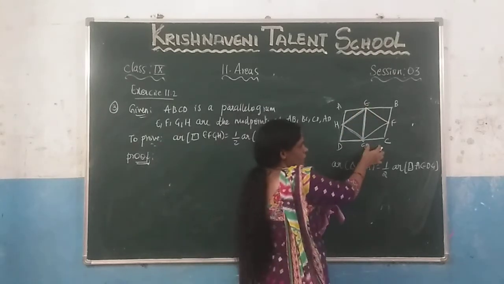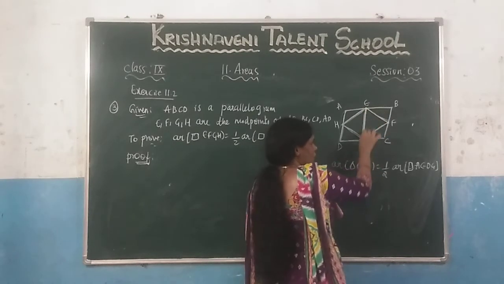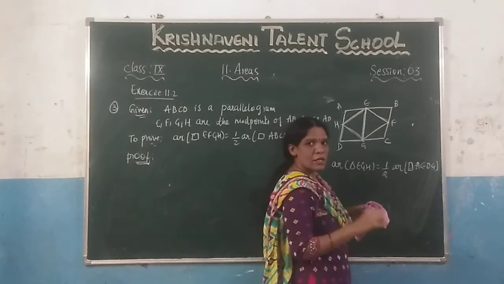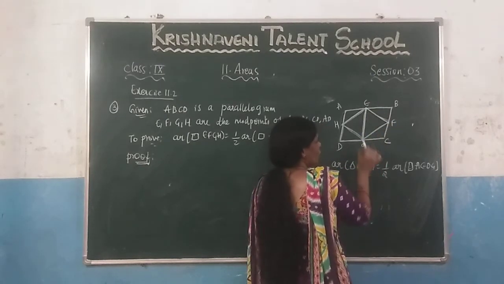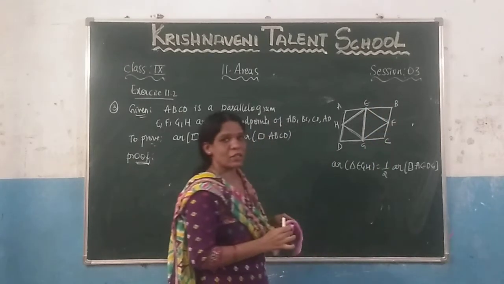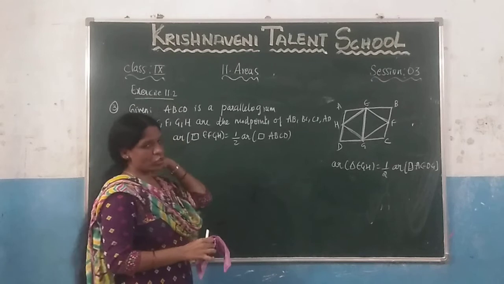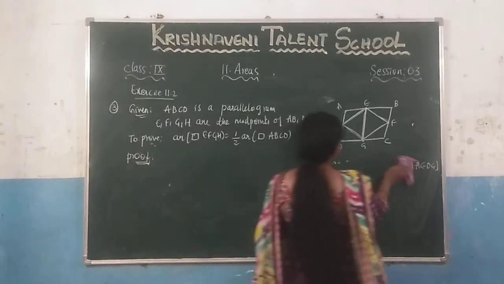Similarly, if you consider this one, again this triangle and this parallelogram are lying on the same base and between the same parallels. Again, you can write here, area of EFG is equal to half the area of the parallelogram EBCG. So you will get two equations. If you add those two equations, you will get this condition. So write that one.